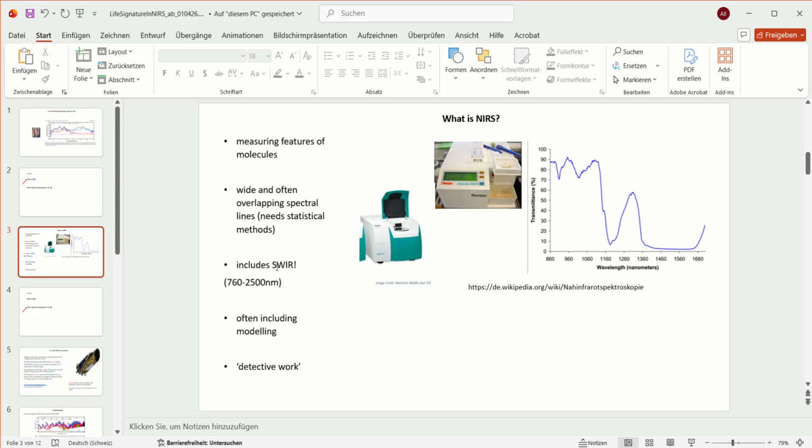It also includes shortwave infrared, so often the definition is not sharp, and the wavelength you look at goes to 2.5 microns or so. Often it includes modeling, and you model components of a gas and then you compare it with the spectrum. So it's quite hard detective work, and we will see this in the example.